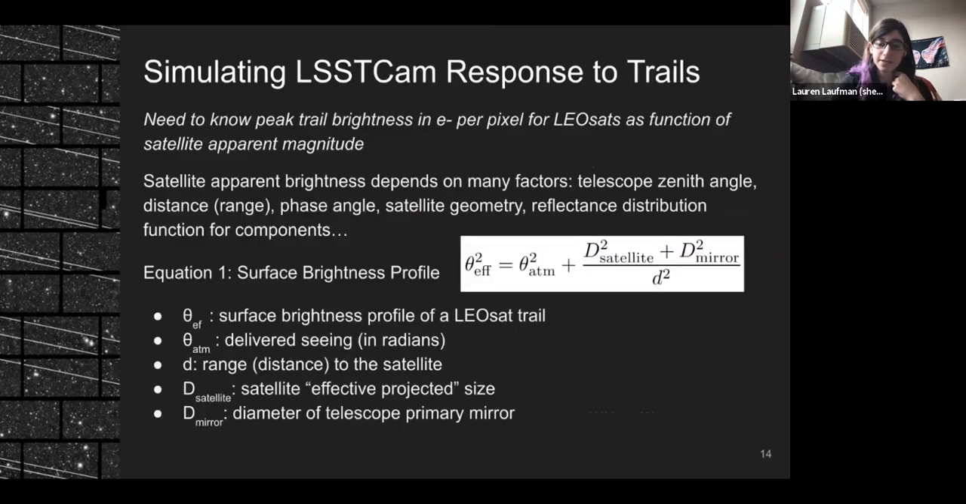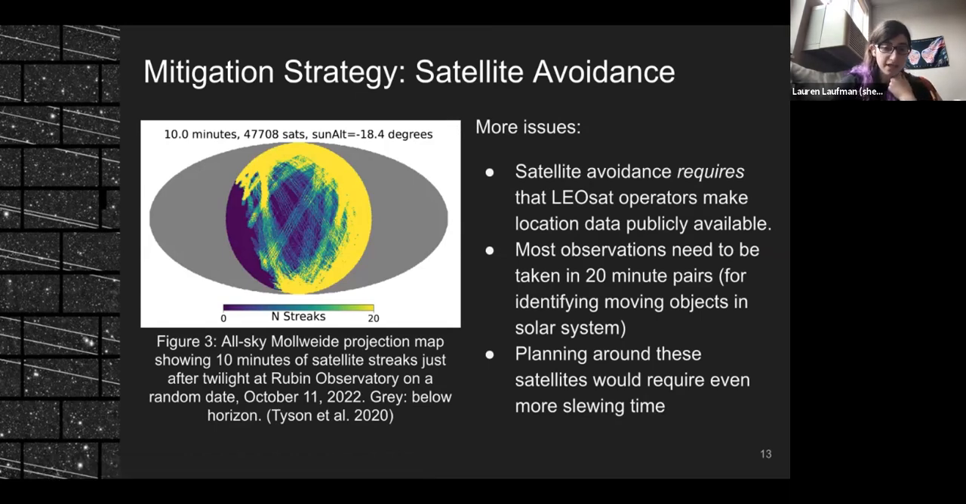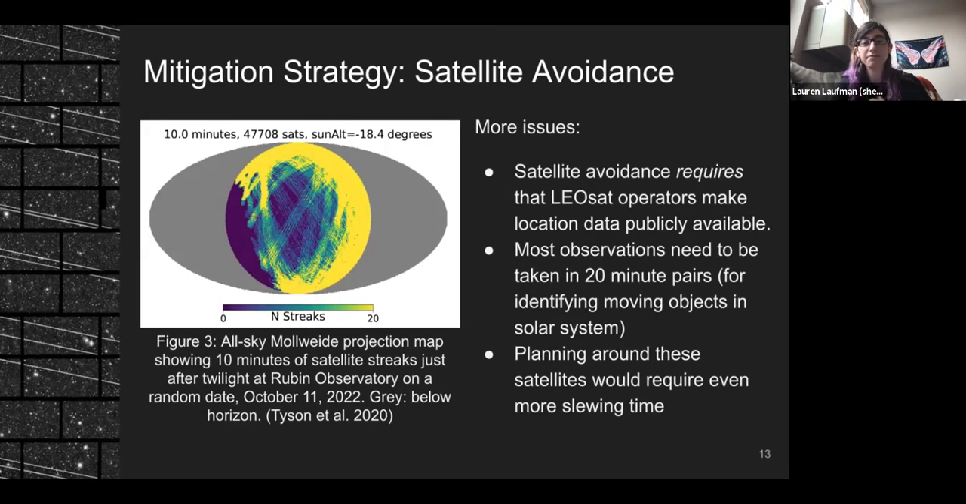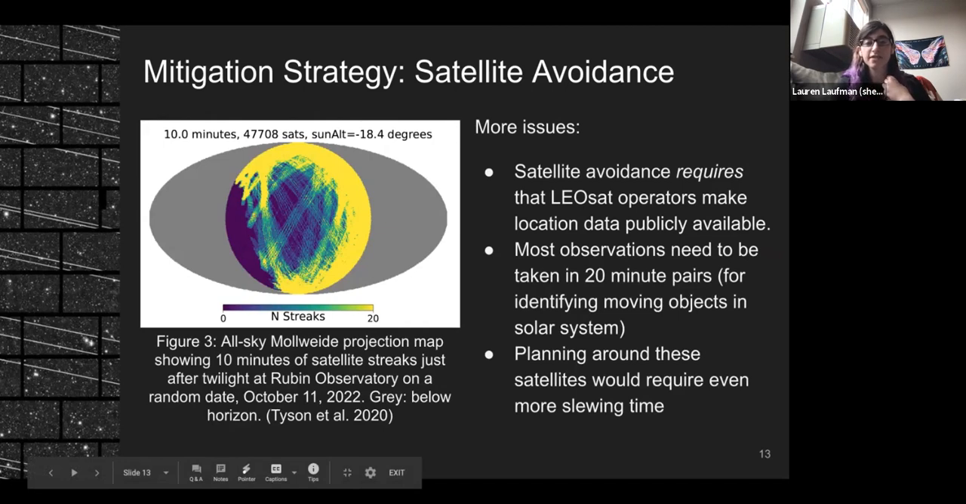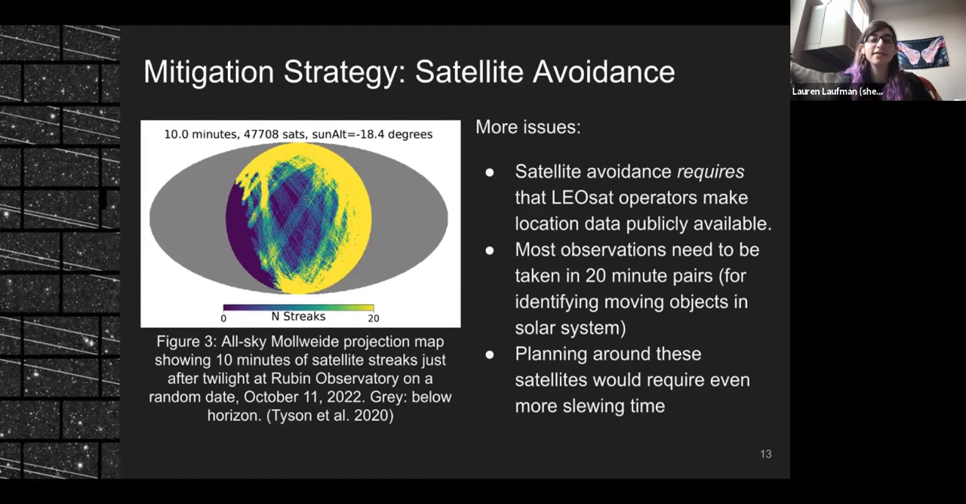Right here on the left is an all sky projection map showing 10 minutes worth of satellite streaks just after twilight at Rubin Observatory on a randomly chosen date. Gray is below the horizon, but you can see here that this is just 10 minutes and you basically can't get observations here. There are so many satellites. It's very frustrating to me as an astronomer.